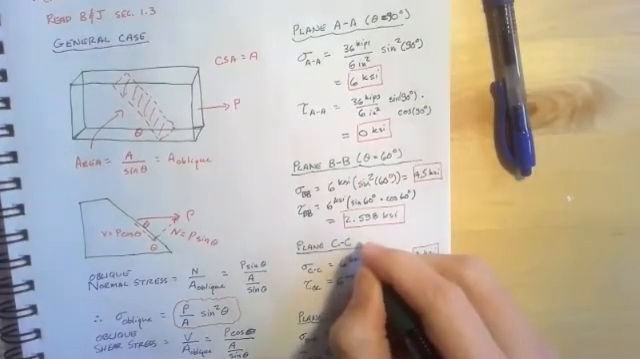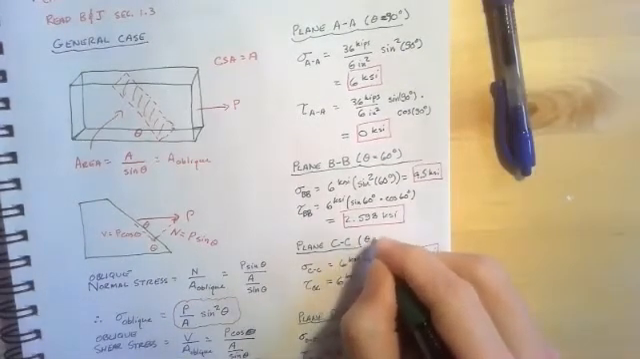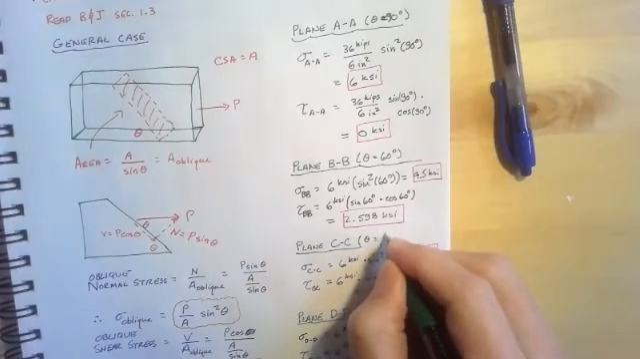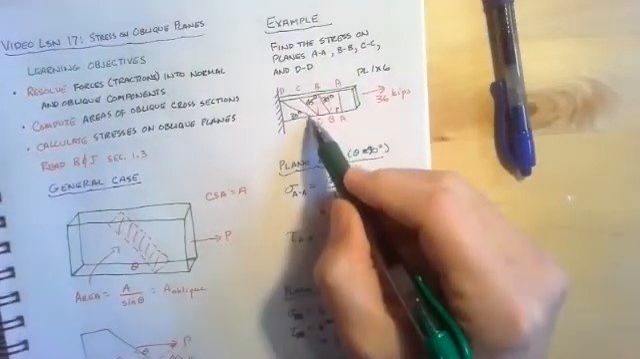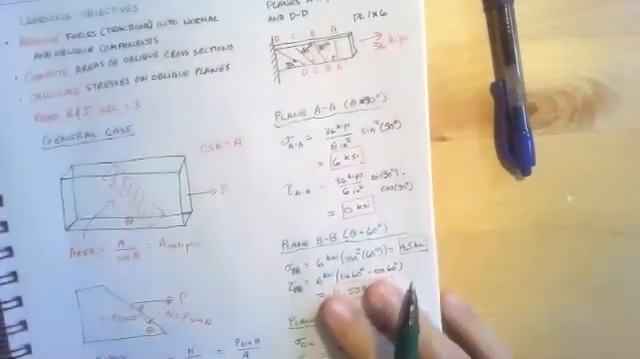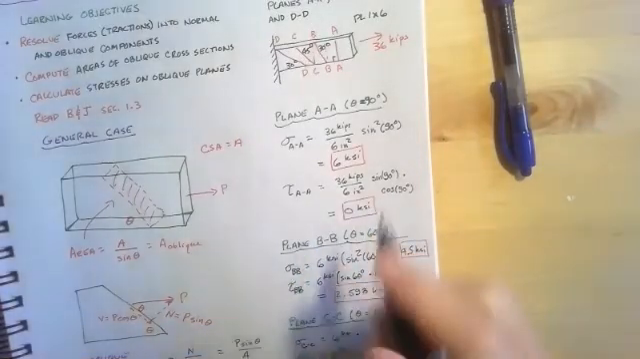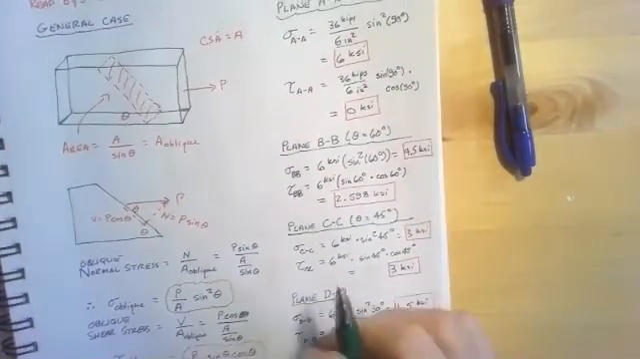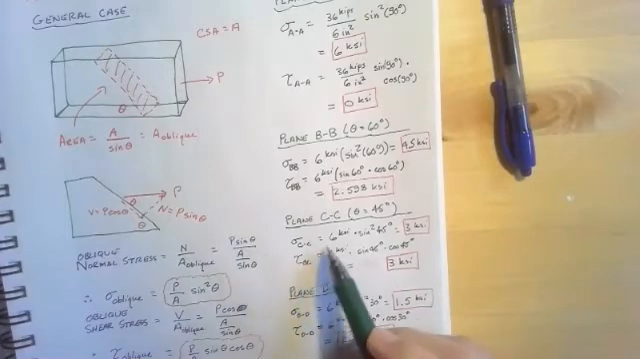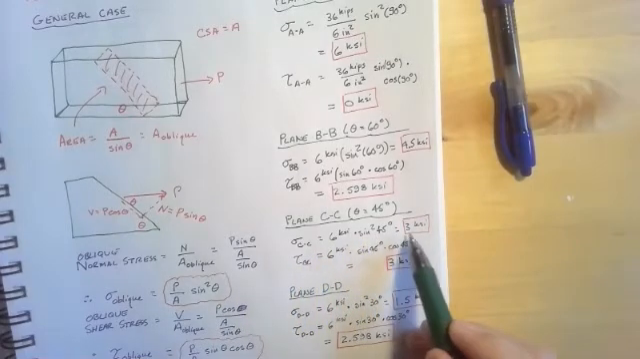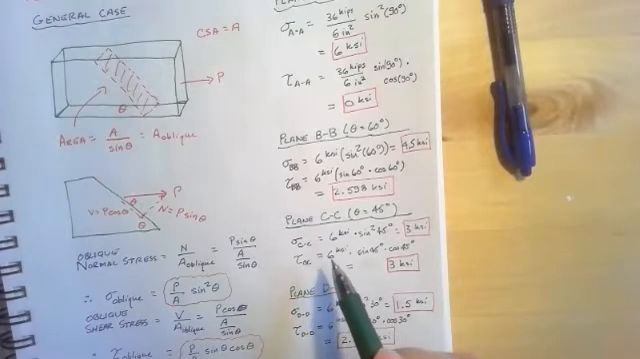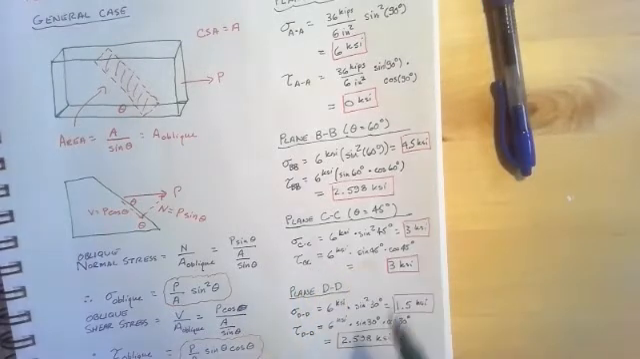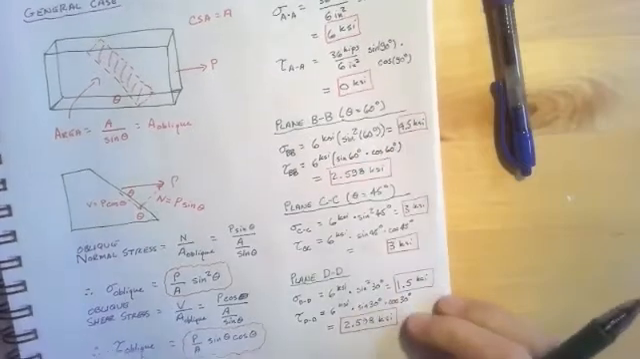Well, if I move on to plane CC, theta would be 45 degrees. So this angle here is 45, and so is this angle here. So for theta equal to 45 degrees, I would have sigma CC equals 6 KSI times sine squared of 45, and that's 3 KSI. And tau CC is equal to 6 KSI times sine of 45 times cosine of 45, which is also 3 KSI.